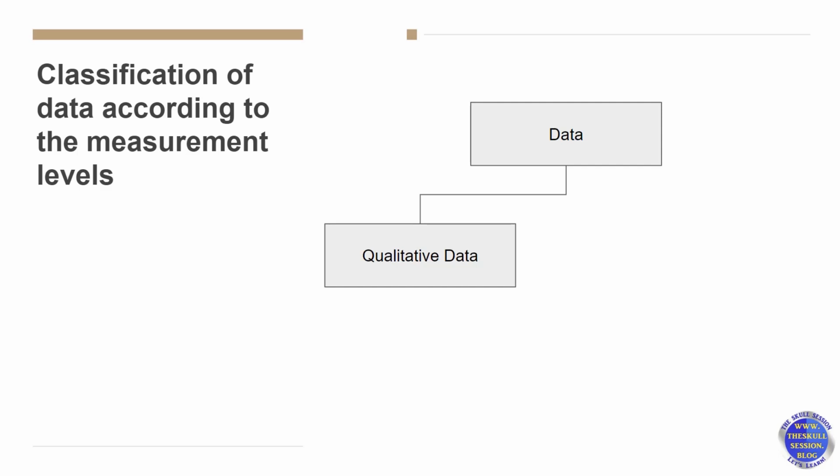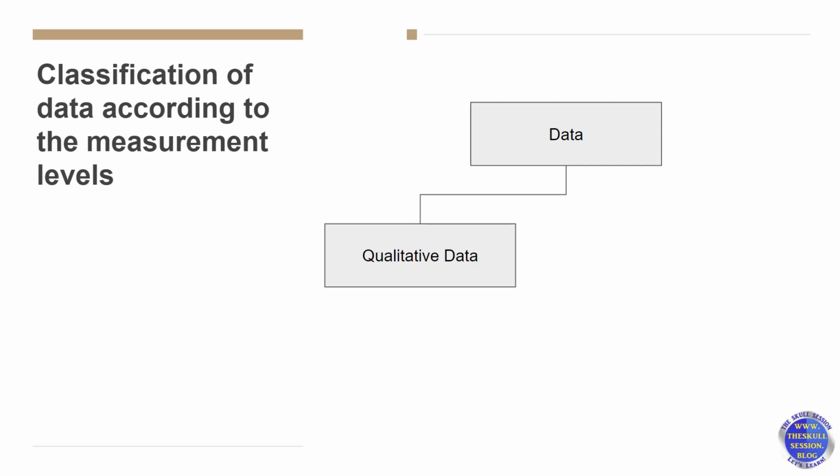For example, intelligence is a quality. The taste of the cake is a quality. The texture of a cake is a quality. Now, the problem with qualitative data is that we cannot directly measure these values. How will you evaluate the taste of a cake? Can we say that the taste of a cake is 1 kg? It doesn't make any sense.